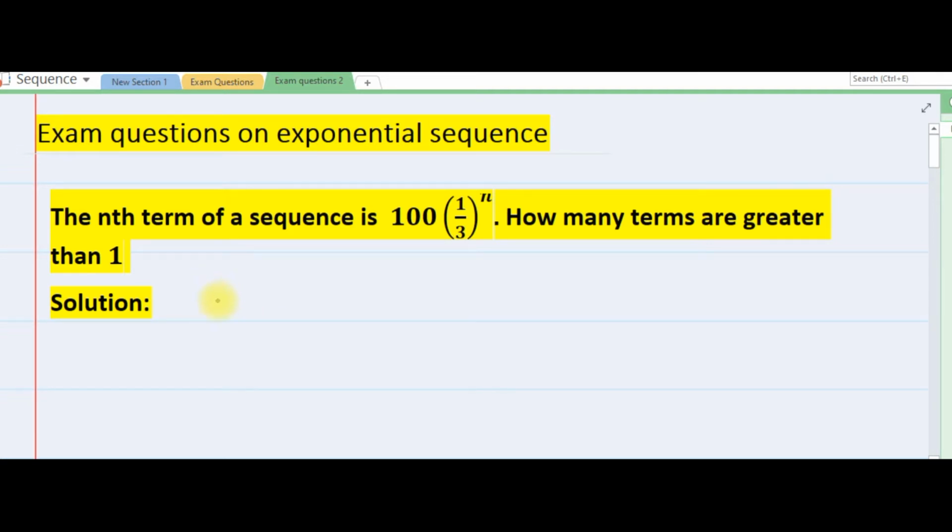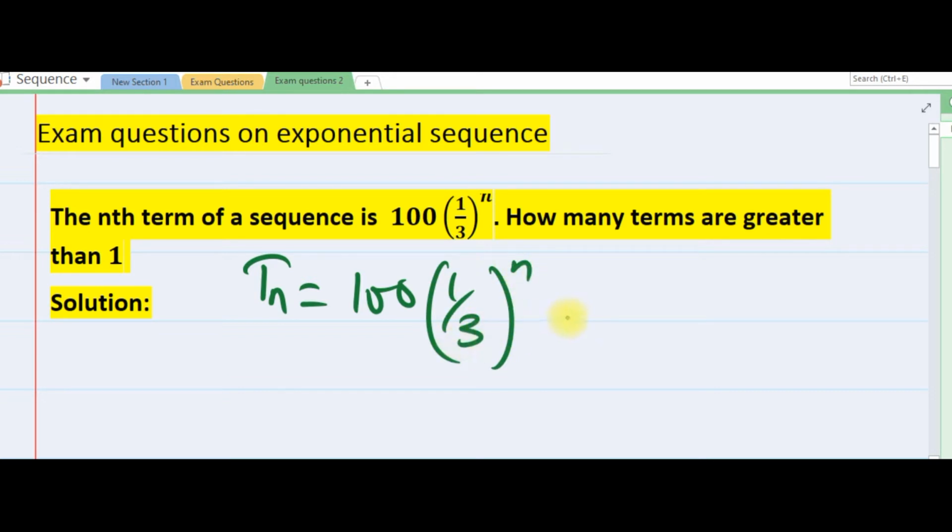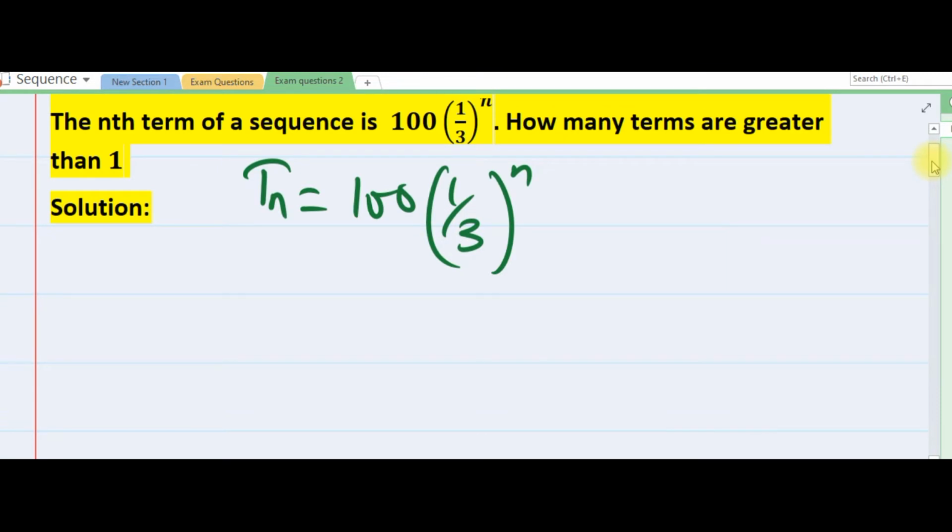It's very simple. They told us that the nth term is 100 times (1/3)^n. Remember, the nth term is just a formula, so we use it to get the other terms. Term 1 is when n is 1. We have 100 times (1/3) raised to the power 1, which is 100 over 3.